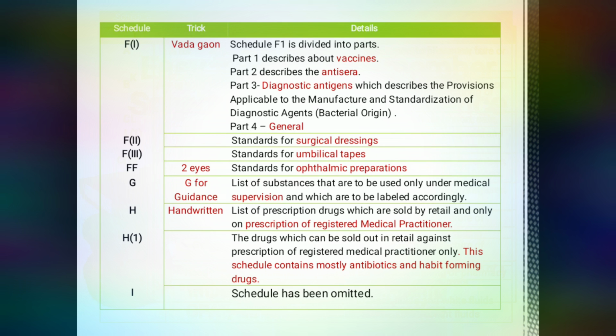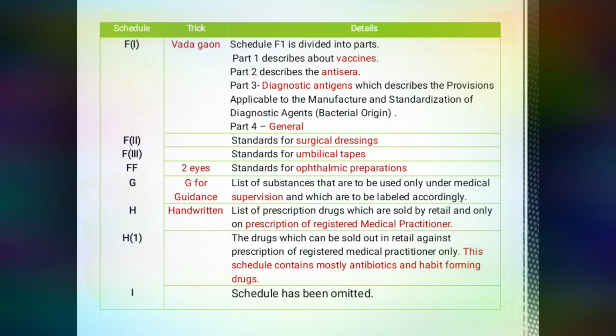Schedule F1 is again divided into 4 parts. You can remember it as Vadgaon, right? Part 1 describes vaccine, part 2 describes antisera, part 3 describes various diagnostic antigens, and part 4 is about general other products.